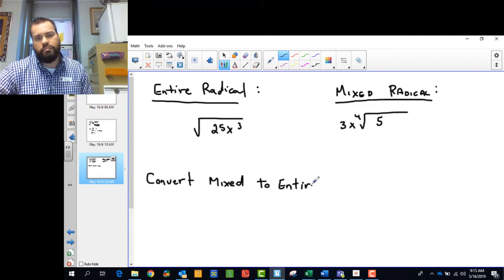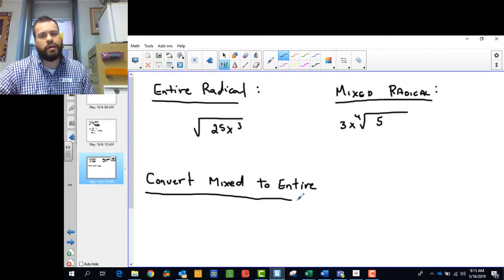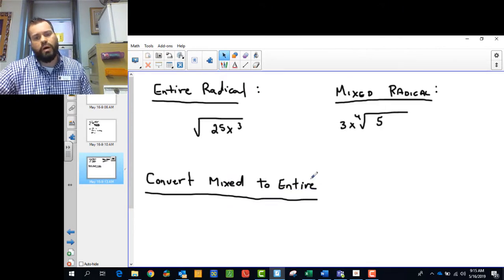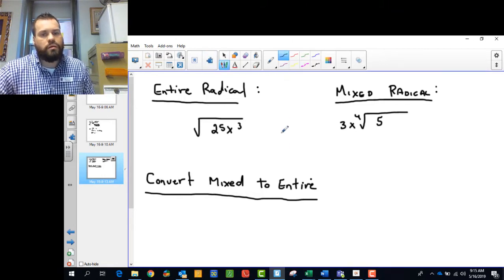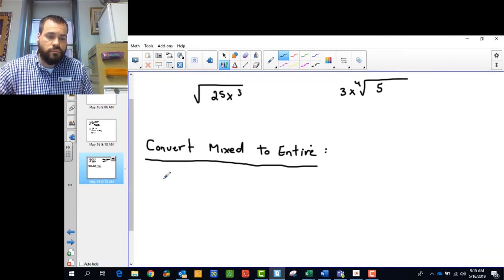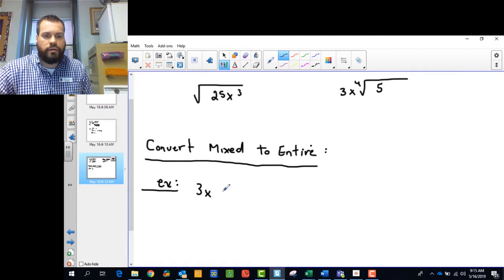And the reason you may want to do this is because you may want to multiply or divide them or something like that, and you want to see what they look like when they're both under the root sign, okay? So if we want to go from mixed to entire, we'll just put an example here to follow so you can kind of see how this works, but we'll do our 3x and then fourth root of 5, okay? That's a mixed radical. I want to make it entire.